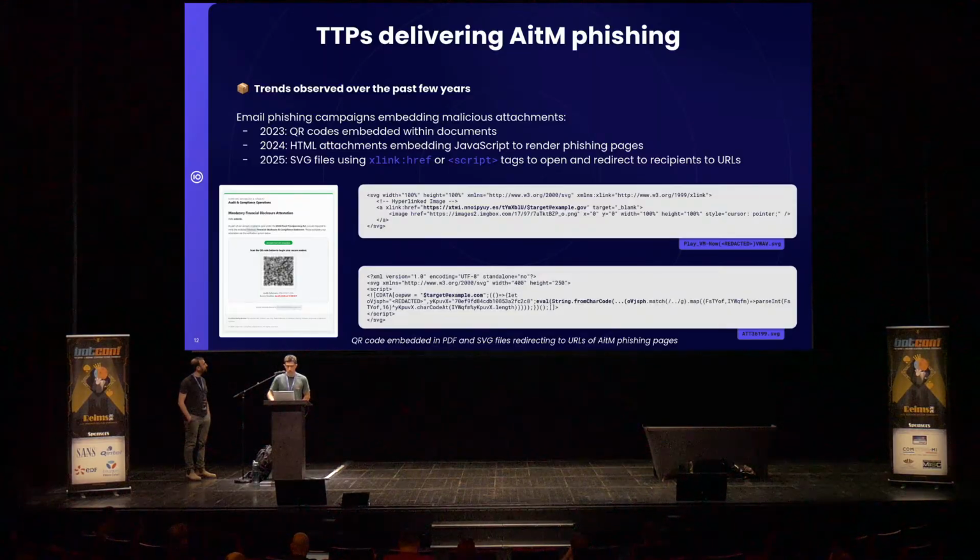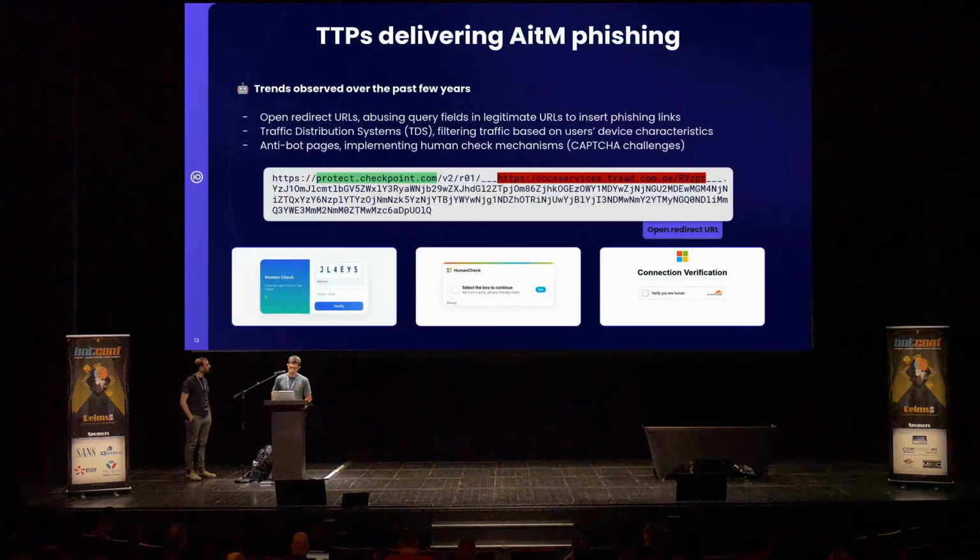So here are some simple examples on the slide. Attackers are not only using common TTPs for the attachments, but also for their redirection infrastructure. Most of the attackers are using open redirect URLs to redirect the users to their phishing link by injecting their link into the query field of the legitimate URL. Some of them are also using traffic distribution systems, also named TDS, which aim to filter traffic based on the user properties, which are their fingerprint, their geolocation, and others. And almost all of the attackers are using anti-bot pages to protect their final phishing URL, so the fake Microsoft or Google authentication page, from scanning by a security bot.